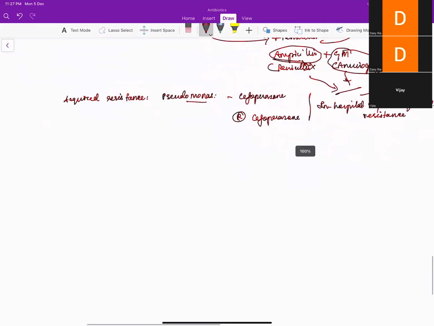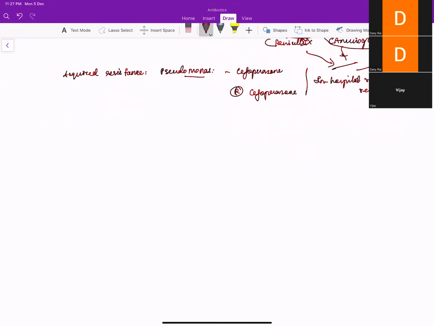Okay, and you know the mechanisms of resistance. Efflux pumps are there. Inactivating enzymes are there. Whenever we speak of resistance, we always tell about Staphylococcus. Okay, this is a very interesting history. You know this. I'm just repeating for academic sake.